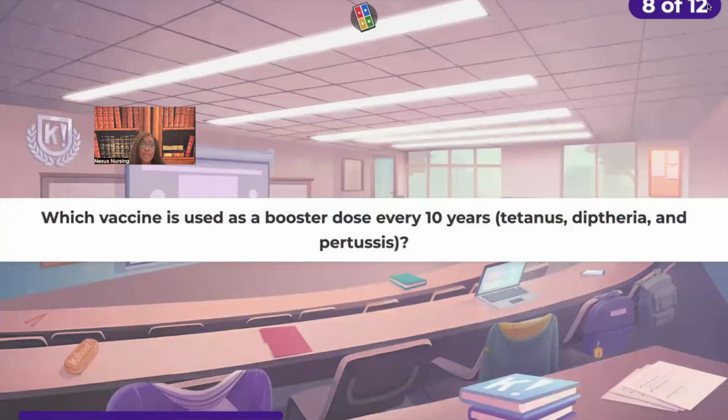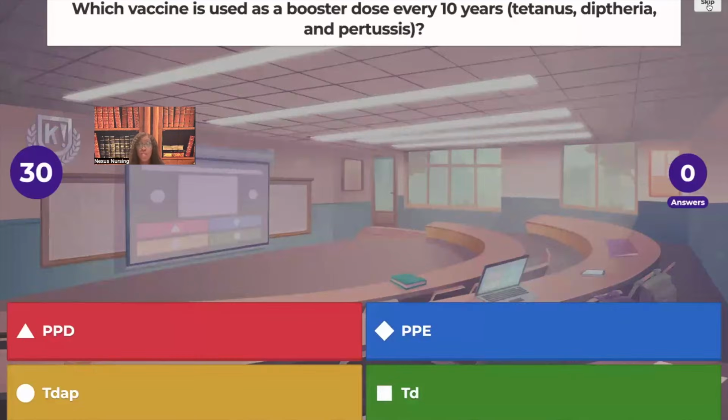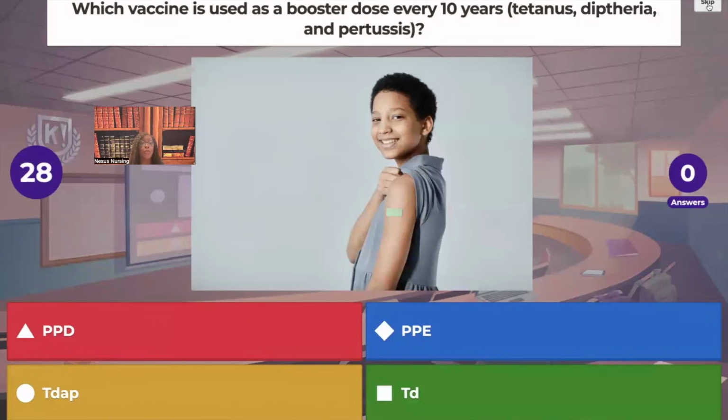All right. Which vaccine is used as a booster dose every 10 years? Again, we're talking about the tetanus, diphtheria, and pertussis. Why do I keep talking about this vaccine? Because it shows up a lot on the NP certification exam. So which one is the booster? Is it the PPD? Is it the PPE? Is it the Tdap? Or is it the TD? By process of elimination, you guys should all get this right. Come on.